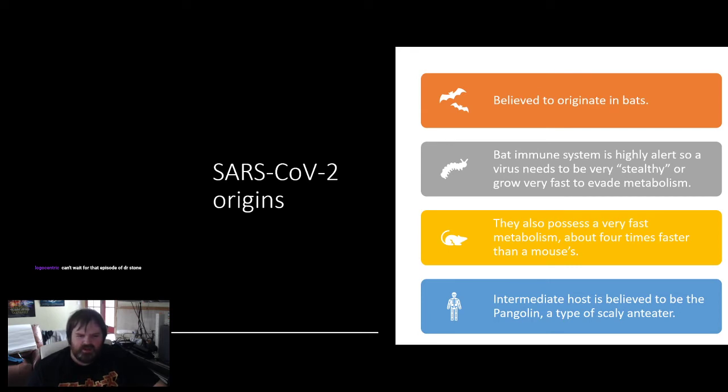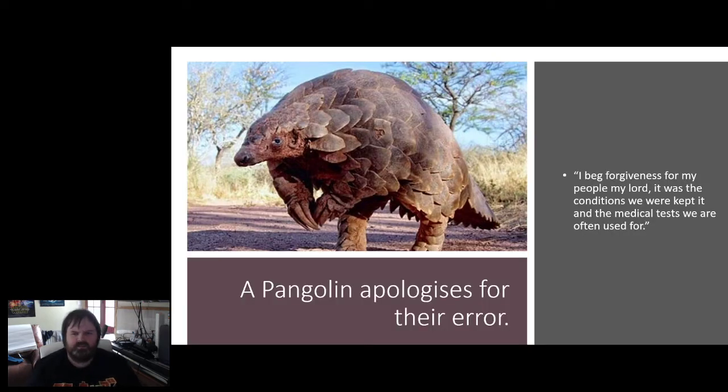But it's unlikely for the virus to go straight from bat to human. They usually go through an intermediate host. We believe in the case of SARS-CoV-2, it was the pangolin, which is a type of spiny anteater, which are in many ways a lovely little animal who walk around looking like they need to apologize for something terrible that they've done, and in this case, they're kind of apologizing for their error.